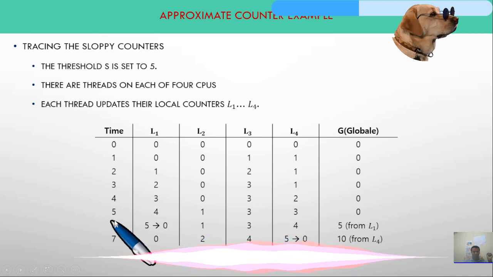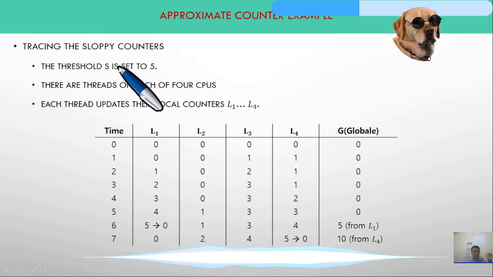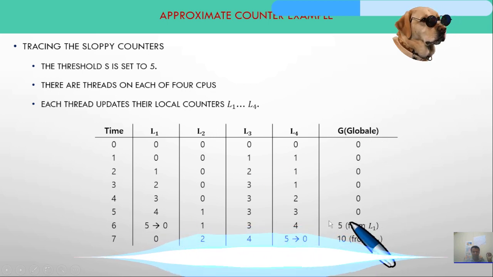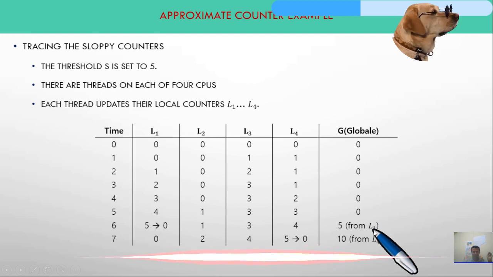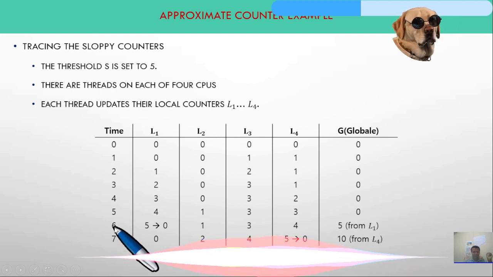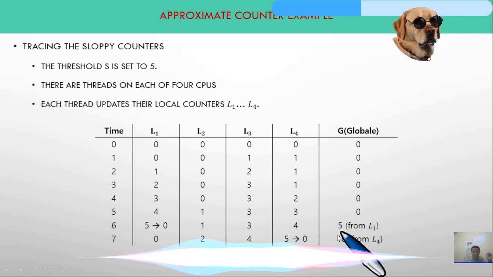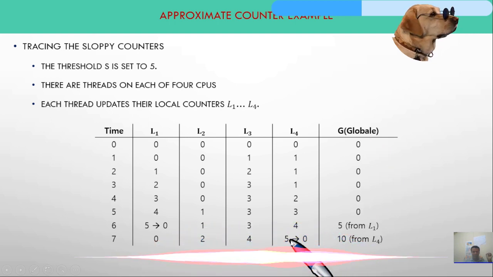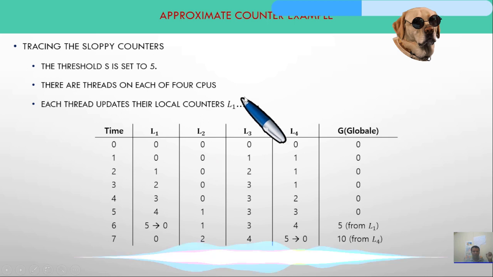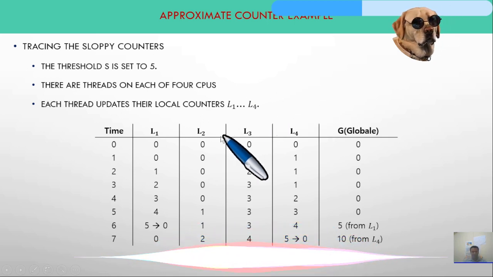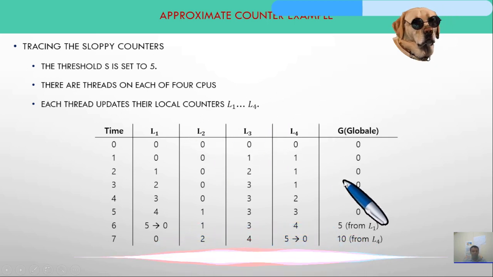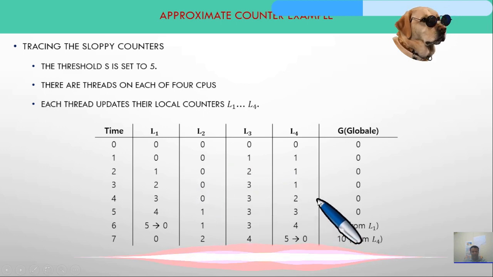So when it reaches the threshold, which is 5, the global counter will become 5, transferred from L1. Again, at time 7, the global counter becomes 10, transferred from L4. So this is one of the examples from the book. More explanation is there.